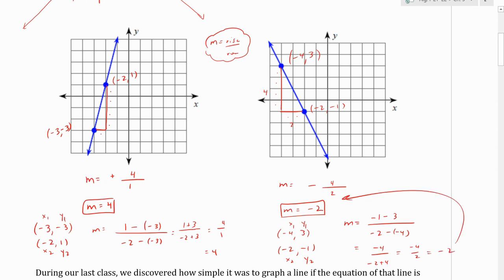You can work it both ways. It's important to be able to do it both ways. Sometimes you have a graph and it's easier just to count. Sometimes you don't. And you know the coordinates of 2 points on the line. And that's going to be the easier way.